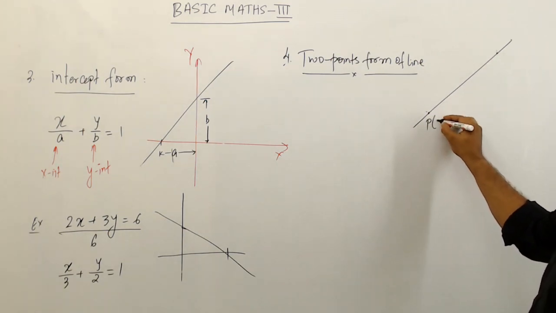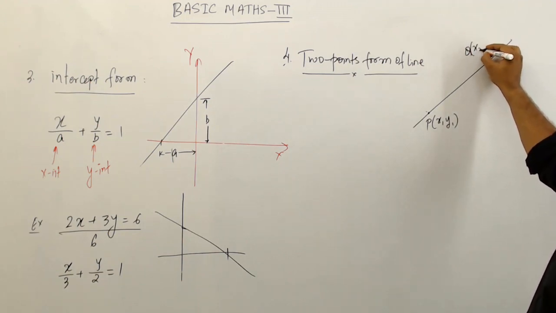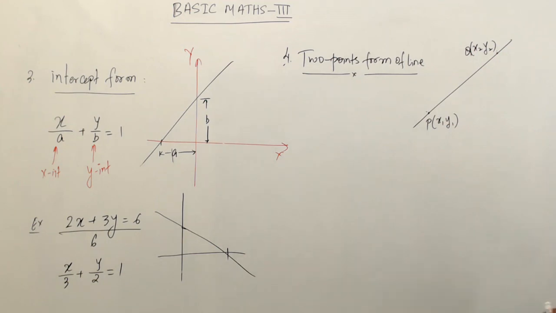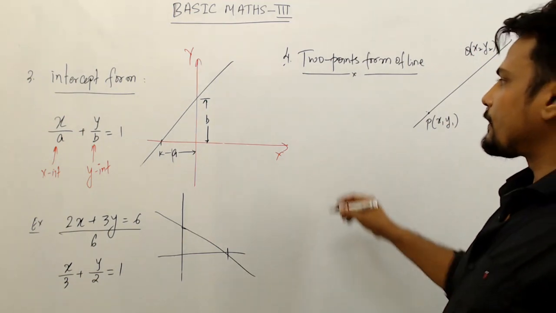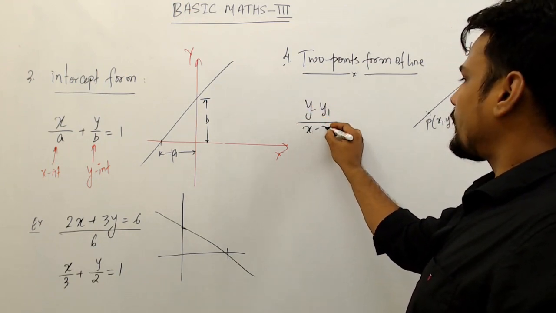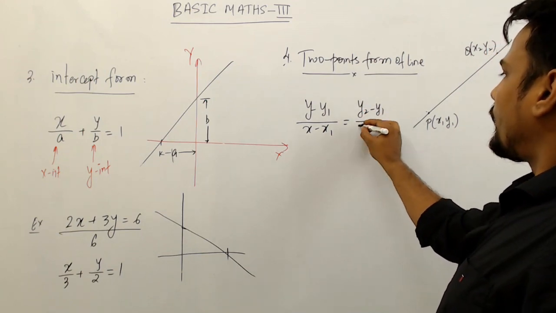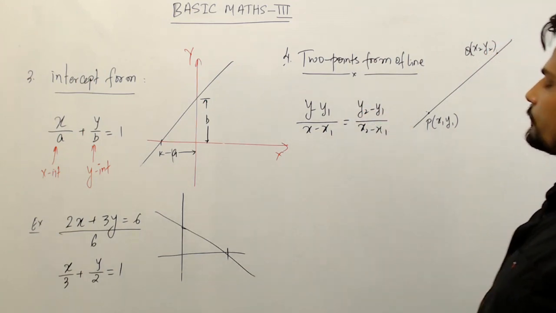So let's suppose this point P has the coordinates x1 and y1. This point is Q with the coordinates, let's say, x2 and y2. If I want to find the equation of the line, we can easily do it with the format y minus y1 upon x minus x1 equals y2 minus y1 upon x2 minus x1.